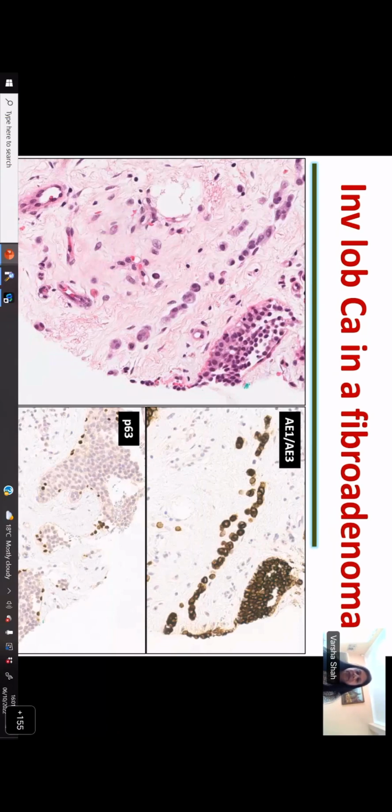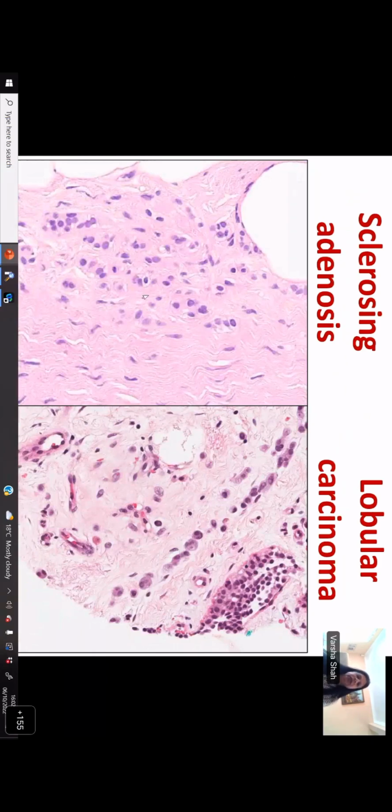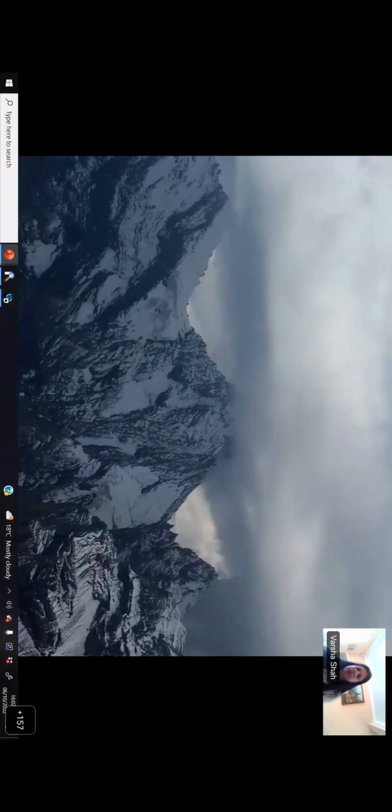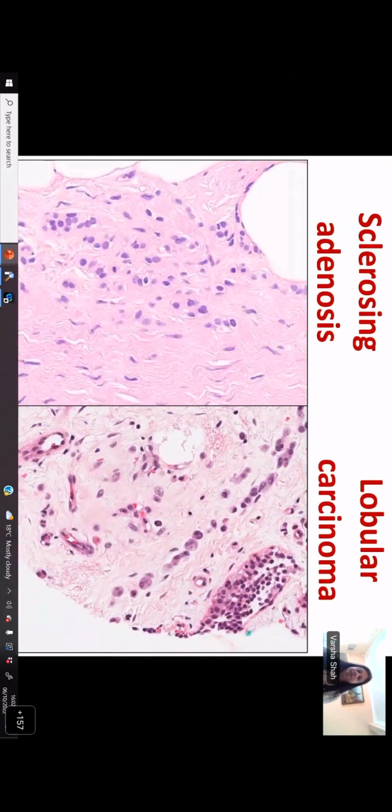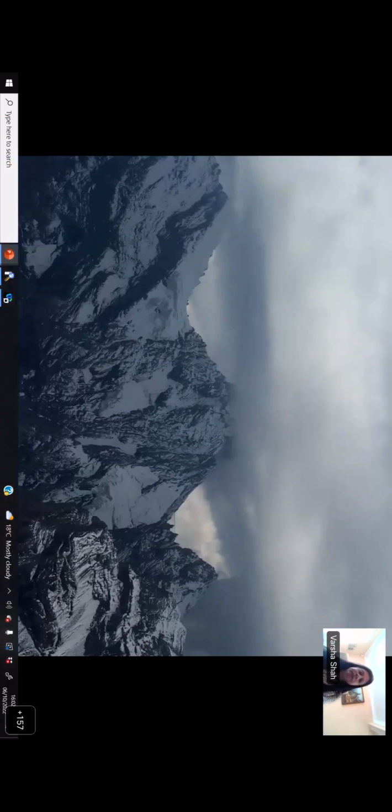Okay, any questions on this? So this is what sclerosing adenosis looks like, and this is what lobular carcinoma looks like. Obviously, these are very subtle points, but the nuclei are enlarged. It's keeping company of LCIS, and if you do P63 stain, it will be negative in lobular carcinoma. Any questions before we move on to the next case? Or maybe we'll take questions at the end.